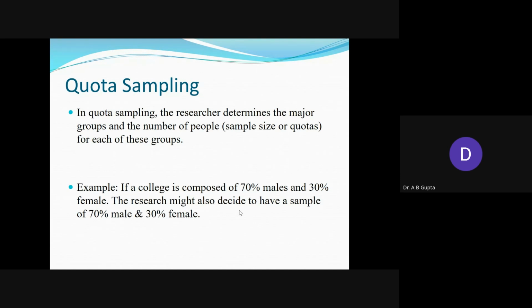So the proportion of male and female which I am keeping in the sample is the same as in the population. The composition of the population is 70:30, and in my sample also I am keeping that same ratio, 70:30. This is called quota sampling.